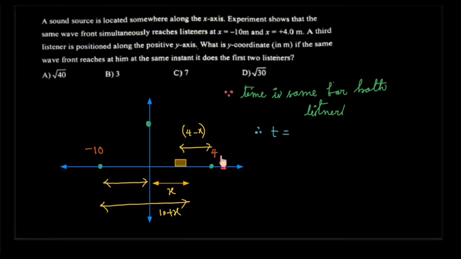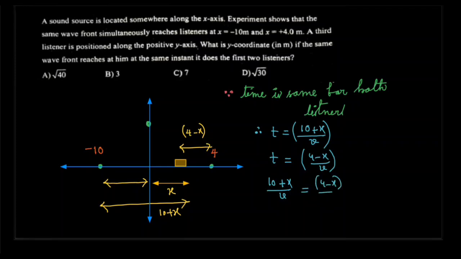Both are having the same time. For this person, this can be written as 10 plus x by v, right? For the second person, t is equal to 4 minus x by v, right? Therefore both are having the same time, so you can equate these two: 10 plus x by v will be equal to 4 minus x by v, right? Therefore this v and this v get cancelled.